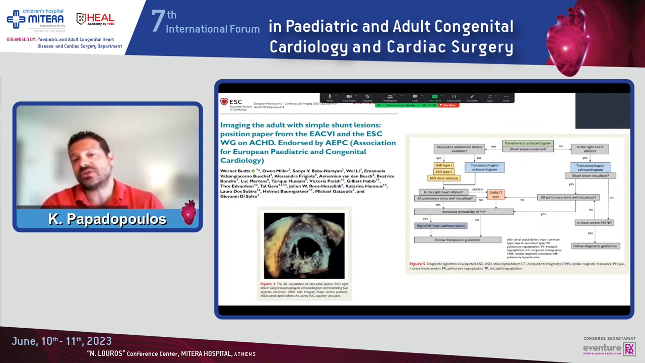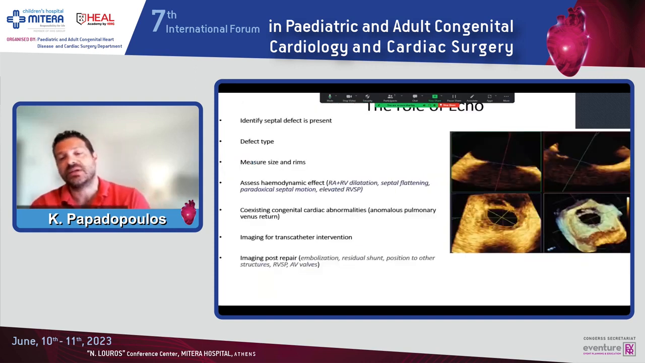we should use the transthoracic echo, of course, for QP to QS and volume overload. And if we cannot demonstrate the ASD, we should use the transesophageal echo. In my opinion, TOE should always be used in order to measure the correct size of the ASD and the rims. And what is the role of TOE?